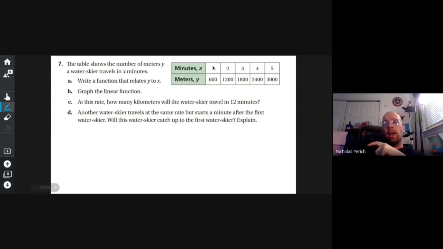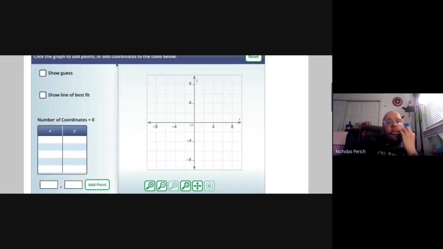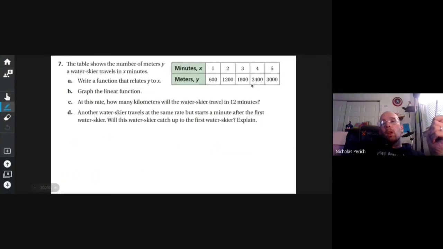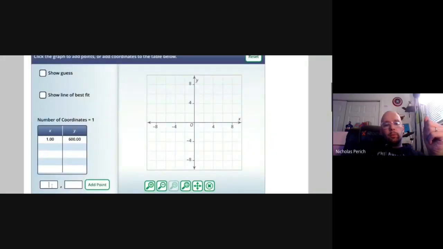So if my x is 1 and my y is 600, then I'm going to say that my x is 1 and my y is 600. Don't freak out over it. x is 2, y is 1200.